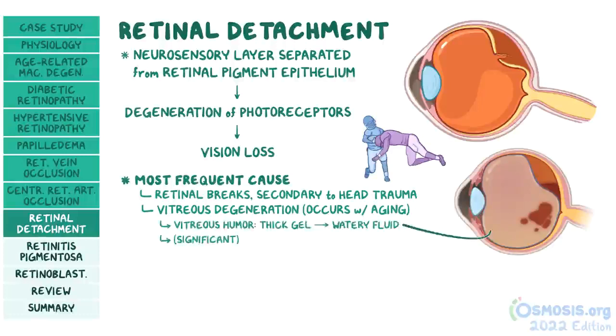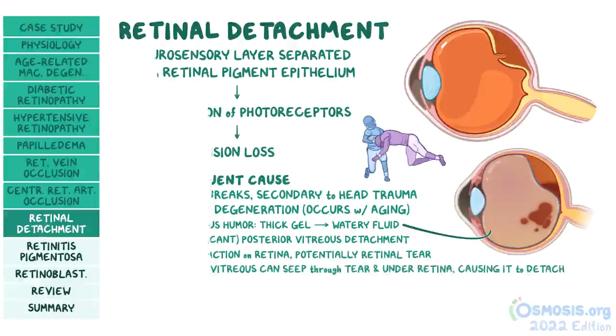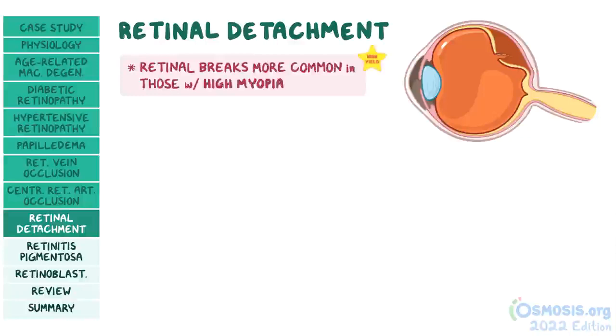Significant vitreous degeneration can lead to a posterior vitreous detachment, which, in turn, causes traction on the retina and potentially a retinal tear. The liquefied vitreous can then seep through the tear and under the retina, causing it to detach. Another high-yield fact is that retinal breaks are also much more common in those with high myopia.